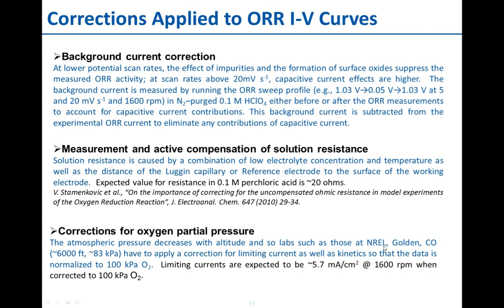Lastly, corrections for oxygen partial pressure. If you're in a lab like NREL or Los Alamos at an elevation, you have lower ambient pressure, as low as 83 kilopascals or even lower. And so corrections must be applied so that you can normalize the data to 100 kilopascals so everyone can compare.